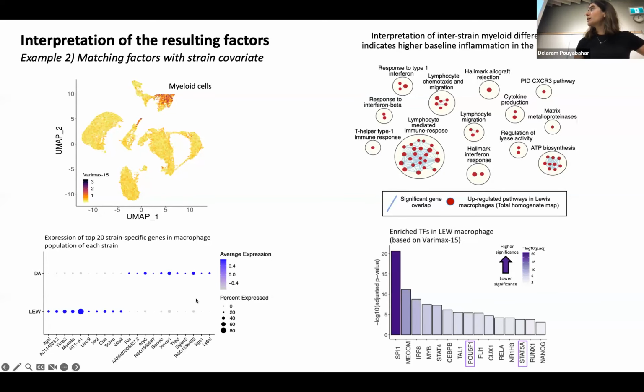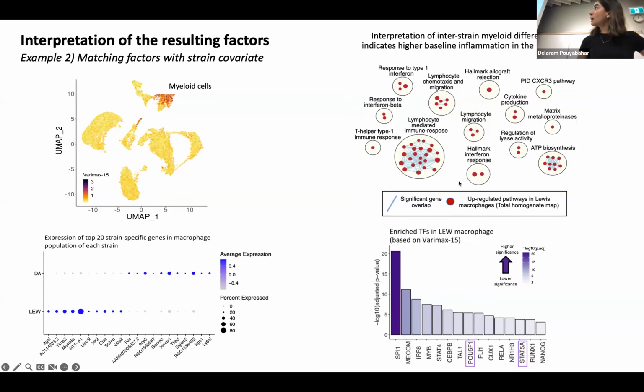And here what I'm doing is evaluating the expression of the top 20 genes of that Varimax number 15 to figure out what genes are associated with this Varimax number 15. So these are interesting markers that could be studied experimentally.